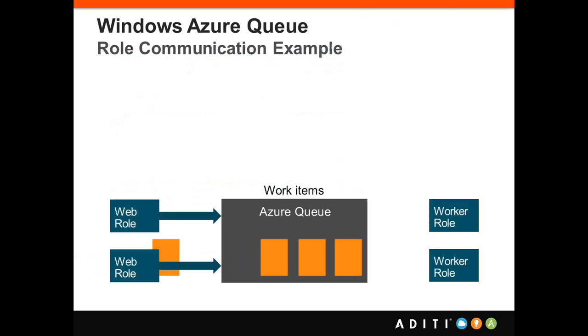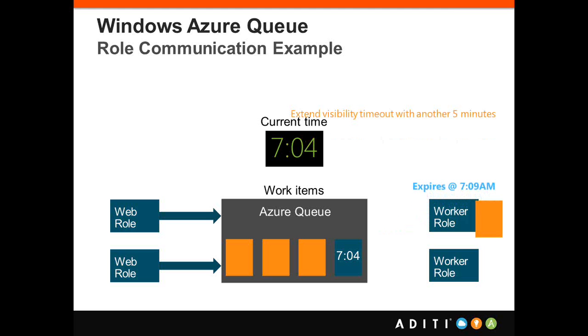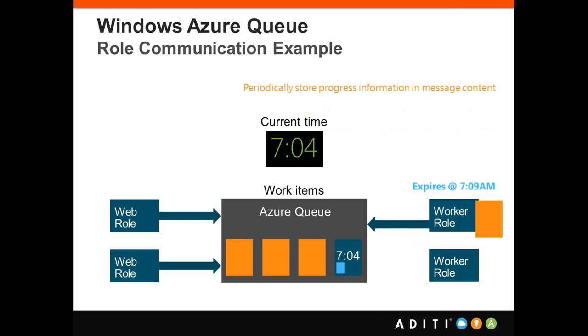I have a quick example of this. You have the web role putting all the messages in the queue. Current time is 7, so this worker role got a message with a 5-minute visibility timeout. Now this message should reappear at 7:05. This one is processing, so it extended the timeout, and now it should appear at 7:09. It keeps updating the message, so the next time the message is going to appear is at 7:09, and it updated the message here.